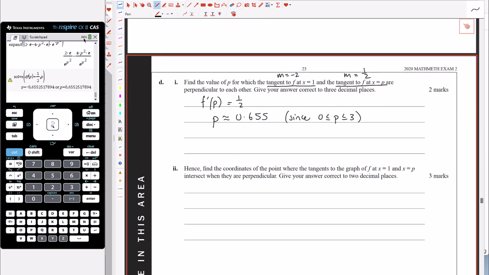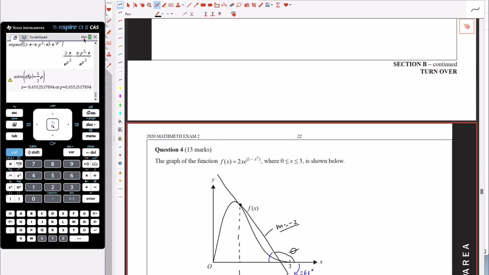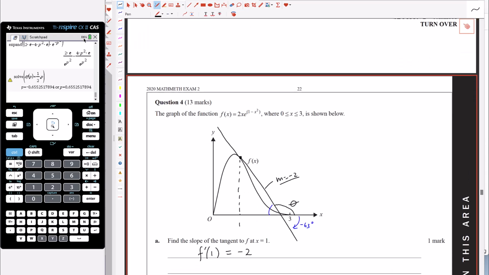Hence, find the coordinates of the point where the tangents to the graph of f at x equals 1 and x equals p intersect when they are perpendicular. Okay, so therefore we're going to have another perpendicular tangent that has a gradient of positive 1/2, which, as I said, my diagram's not very well drawn here. But it's going to be up here, isn't it? So we've got that sort of thing happening, where that gradient is 1/2, so therefore these are perpendicular. That therefore is p.